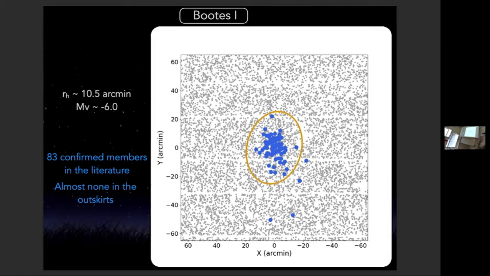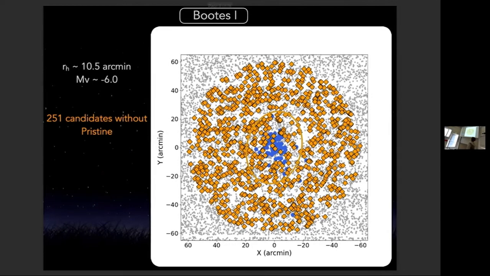And so imagine that you want to follow that up with spectroscopy without Pristine and without Gaia. What you really need to do is look at the main stellar population of Boötes 1 in the color magnitude diagram, select around the RGB of Boötes 1 and try to go fishing for these stars. If you do that around the 2 degrees field of view, this is what you get. These are all the candidates that you would have with a CMD selection without Pristine.